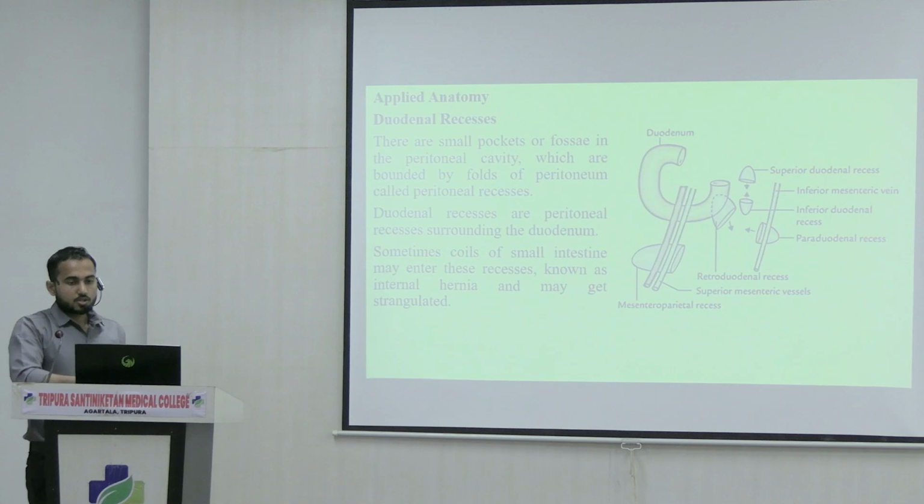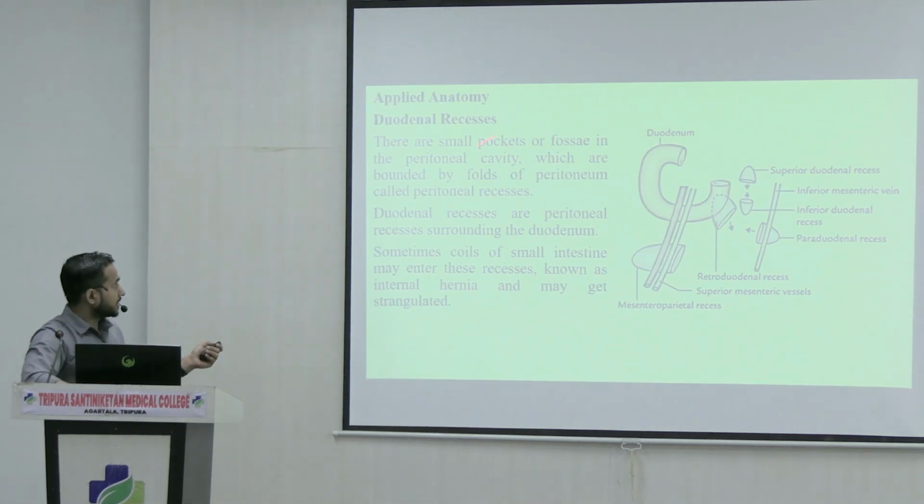For example, the supraduodenal recess, also called the superior duodenal recess, then the paraduodenal recess, the retroduodenal recess and the inferior duodenal recess. So these are the different recesses which are present around the duodenum. So in applied anatomy, first the duodenal recesses.